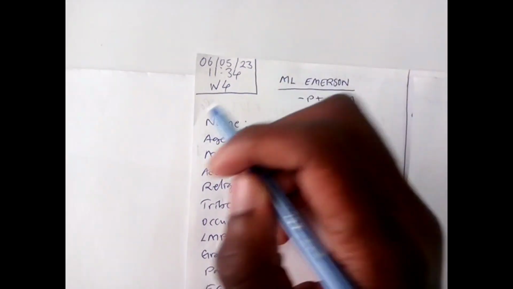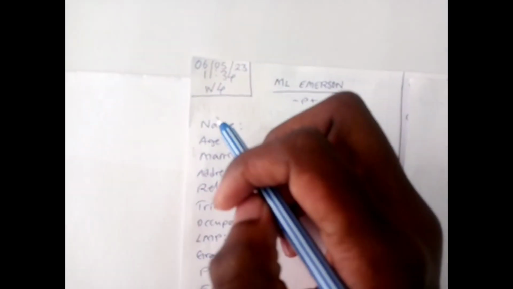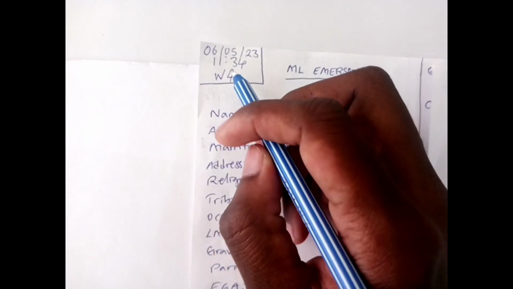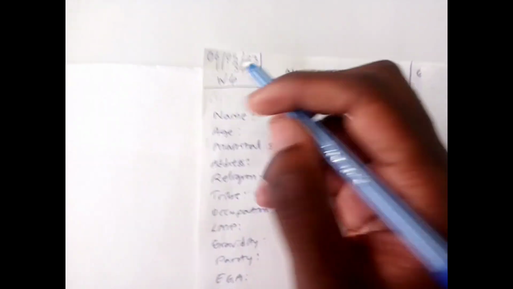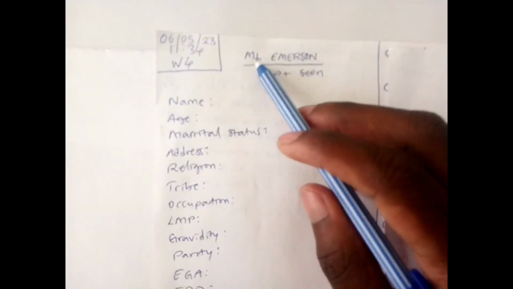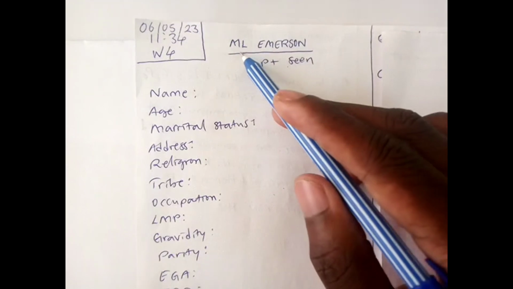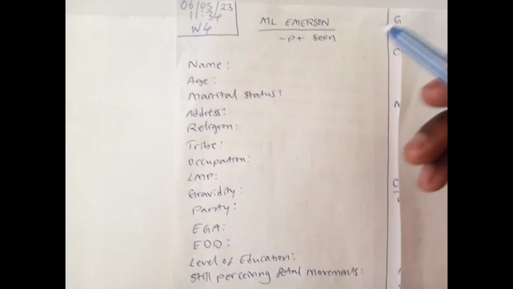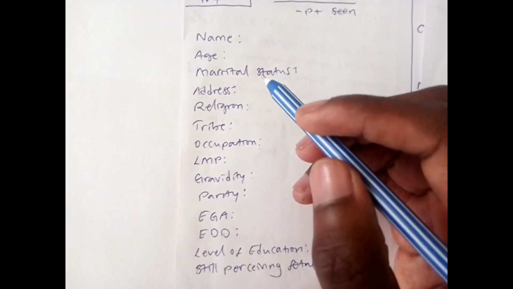You write the date, you write the time you are seeing the patient and where we are seeing the patient. So this is the place, so this is for ward 4, and this is the time 11:34. Then you indicate yourself, you are seeing the patient. This is you seeing the patient, so patient seen. So we first start with demographics.